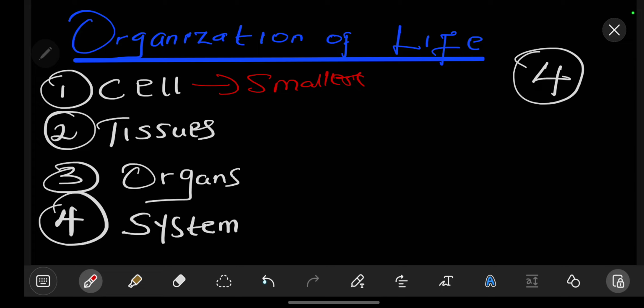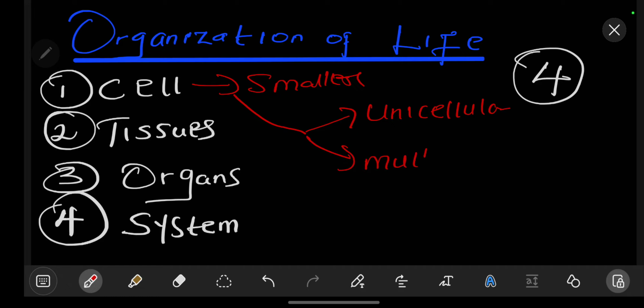Now, the next thing you have to understand is that cells are actually divided into two main types, and they are the unicellular and the multicellular organisms. So it means some organisms have this kind of cell. Uni here means one. And when you say multi, what we mean is two and above.